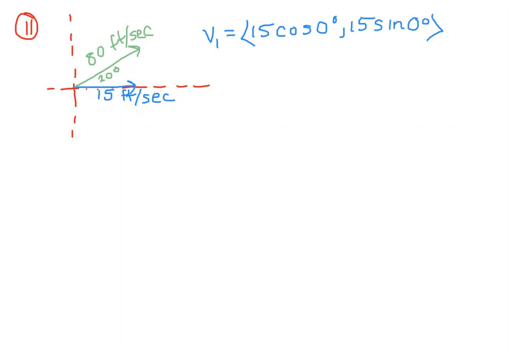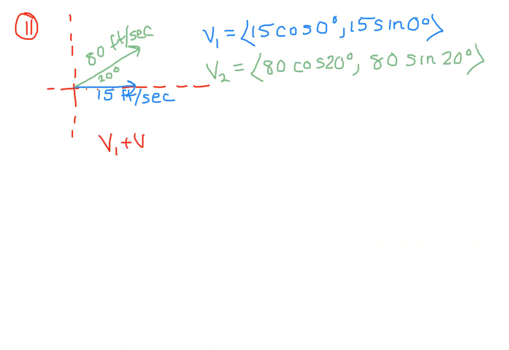And our second one is 80 cosine 20 and 80 sine 20. Okay, then we're going to put them together. And if you do all of that, you will get 90.18 and 27.36. And it asks you for the magnitude and the direction.